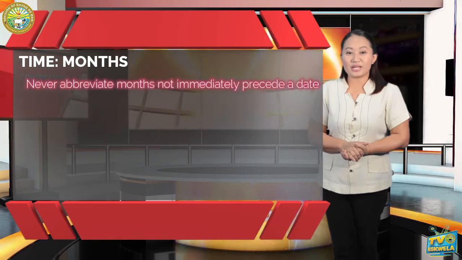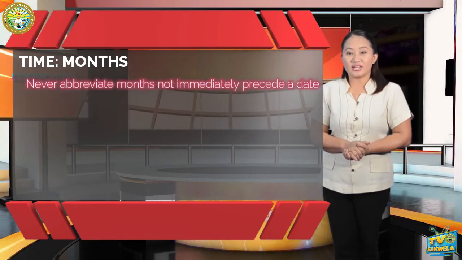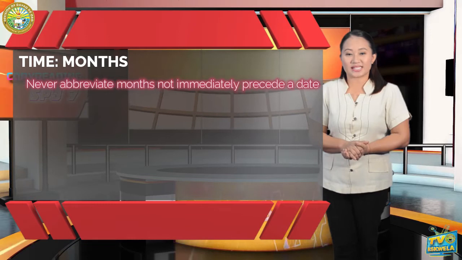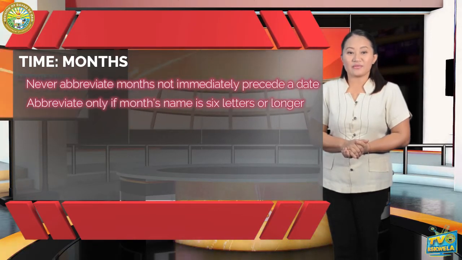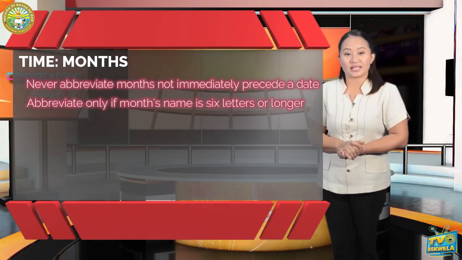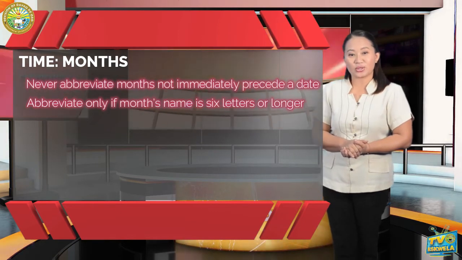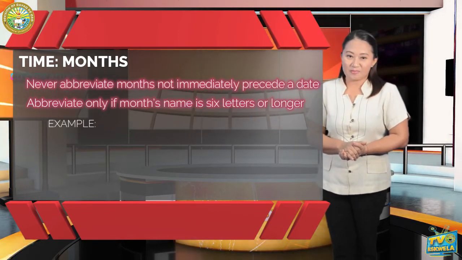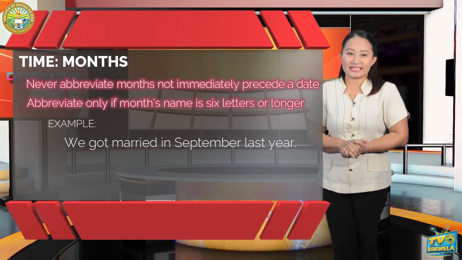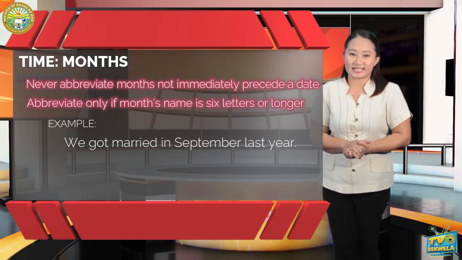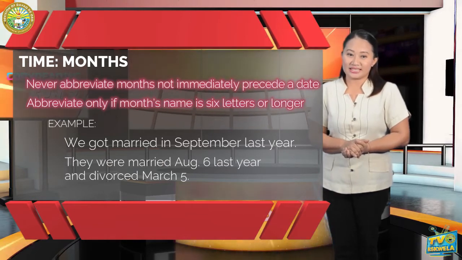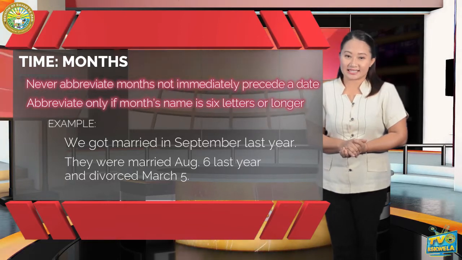Time, months. Never abbreviate months not immediately preceding a date. Abbreviate only if month's name is six letters or longer. Example, we got married in September last year. They were married August 6 last year and divorced March 5.